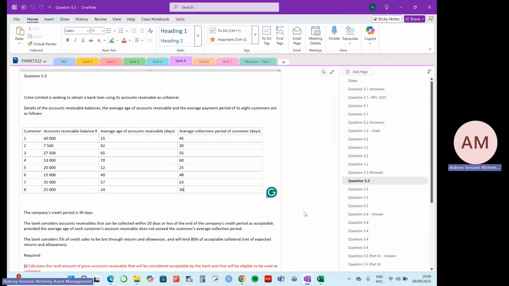Oh, that's true. That will be strong. So I want us to start with 5.3. 5.3. And oh, I'm not sharing my screen here.